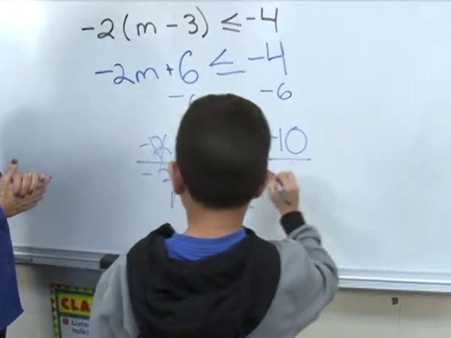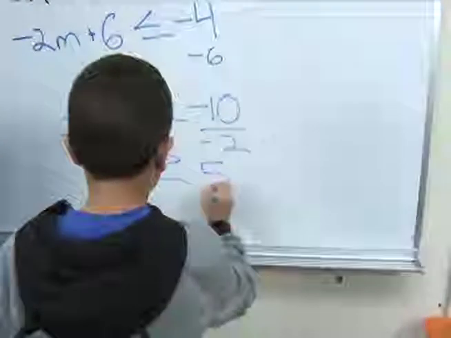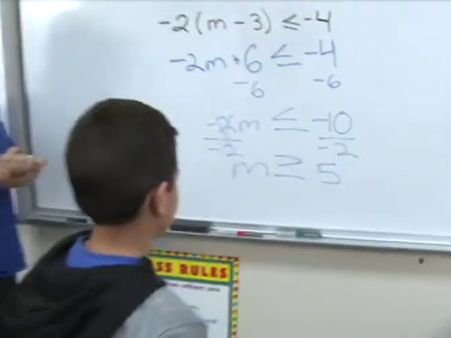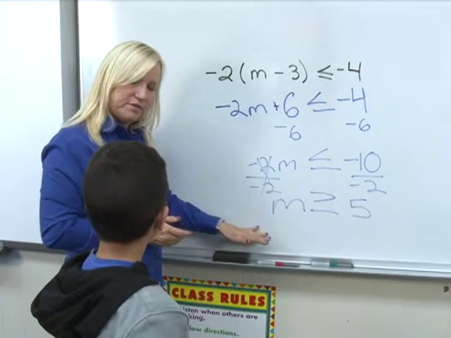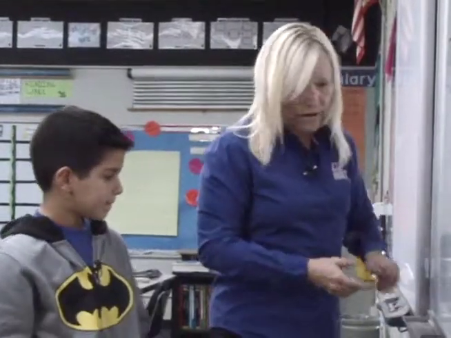And then we divide -10 by -2, which is +5. And the answer is m is greater than or equal to +5. Okay, so now this says all real numbers greater than or equal to 5. So if we're going to graph this on a number line, let me go ahead and write you a number line here.